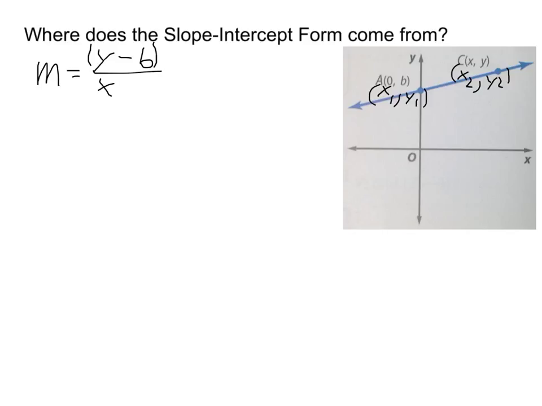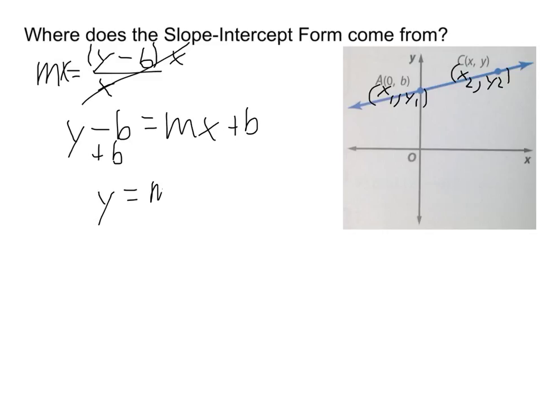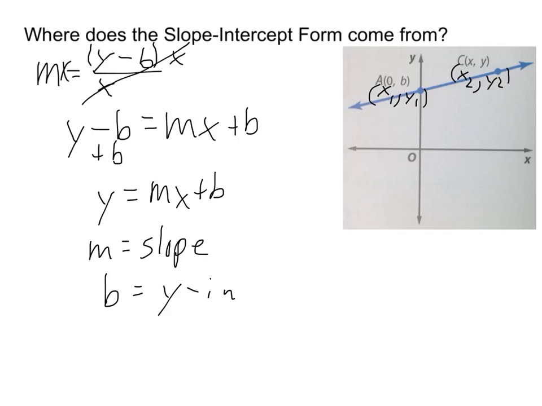If we multiply both sides by x, you get y minus b equals mx, because those x's canceled. So y minus b equals mx. To get rid of a minus, we add b, and now we're in slope-intercept form: y equals mx plus b, where m, again, is the slope, and b, as you can see on that graph, is the y-intercept.